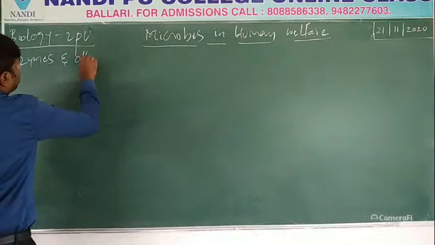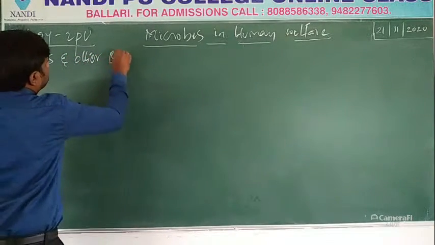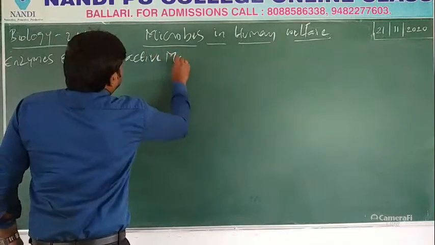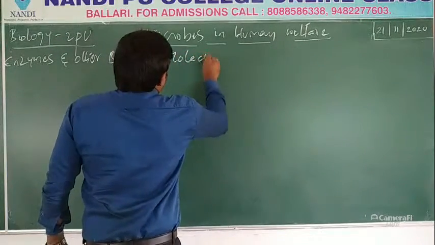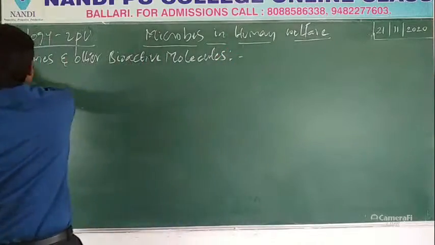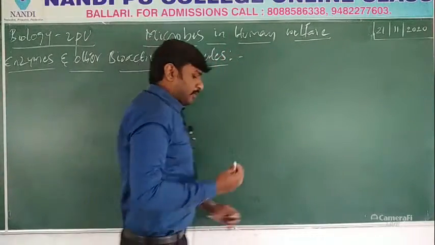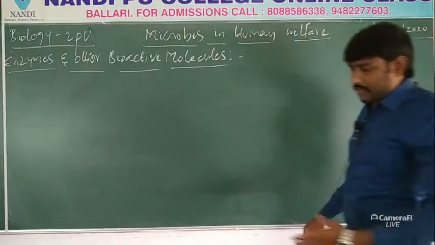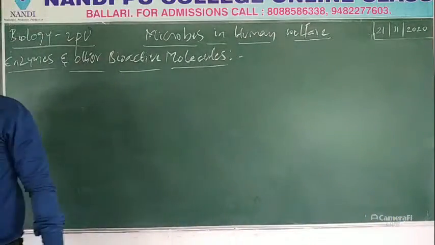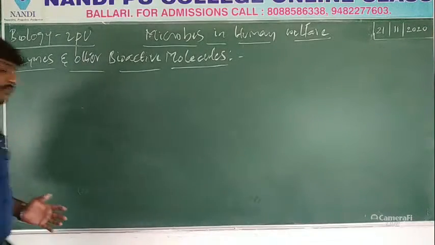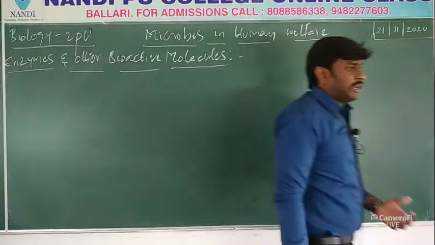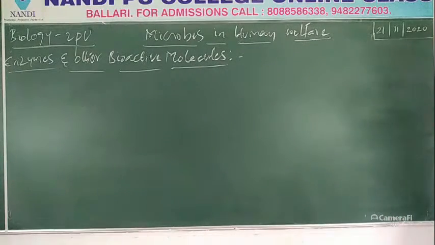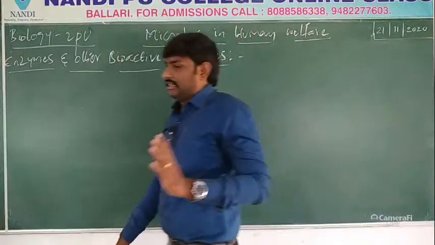Enzymes and other bioactive molecules. Right children, in the last class itself we discussed the production of ethanol from Saccharomyces cerevisiae. It is also one of the industrial products which we get from microorganisms. Already we know the uses of ethanol. Ethanol is widely used in many ways at industrial level.